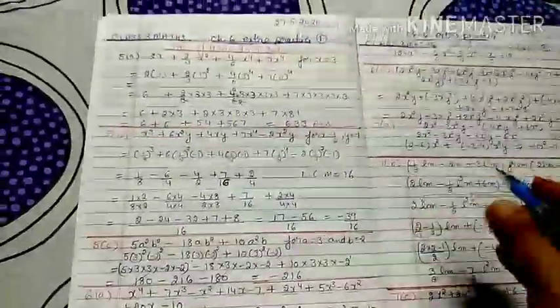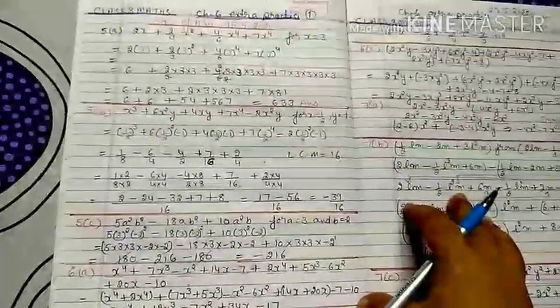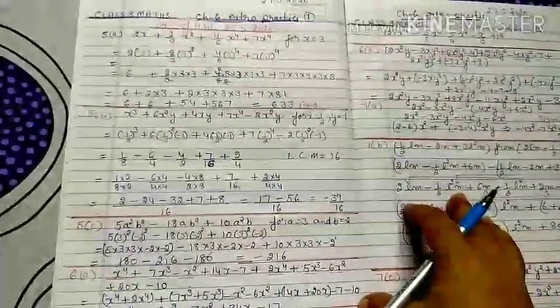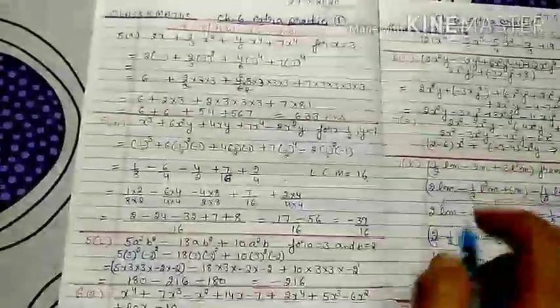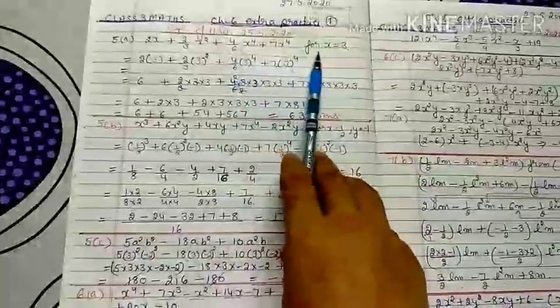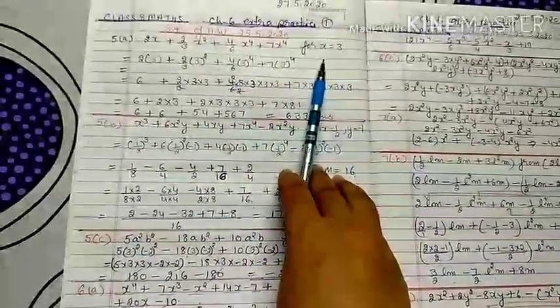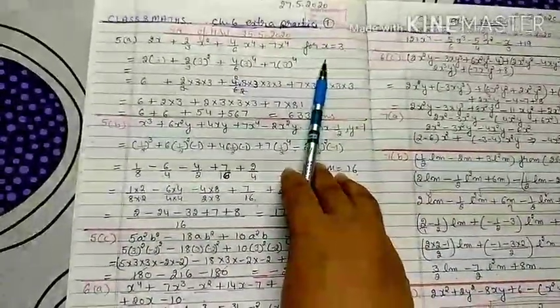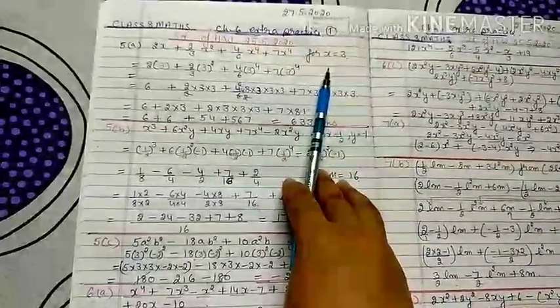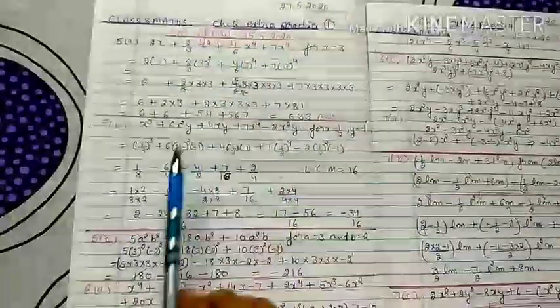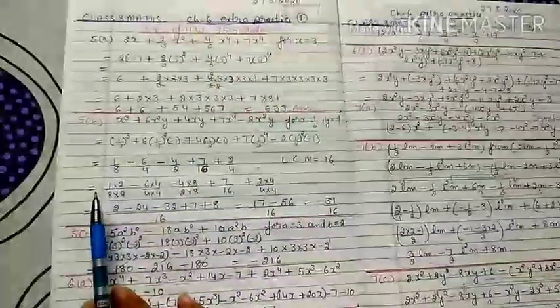In your fifth question, you have to evaluate each of the following polynomials for the indicated value of the variable. A polynomial expression is given to you and the indicated variable value is given to you. What you have to do is replace the variable with the given value in your polynomial and calculate accordingly.